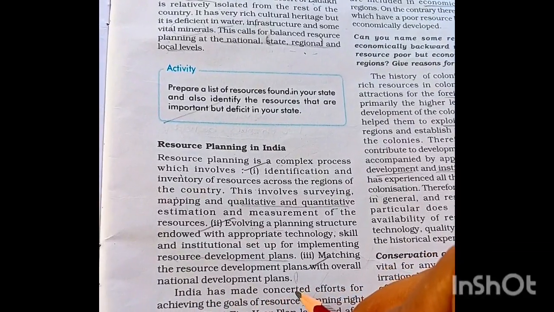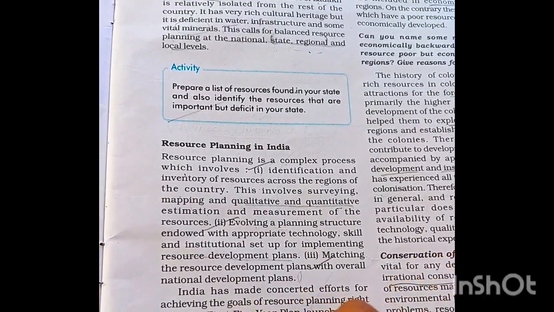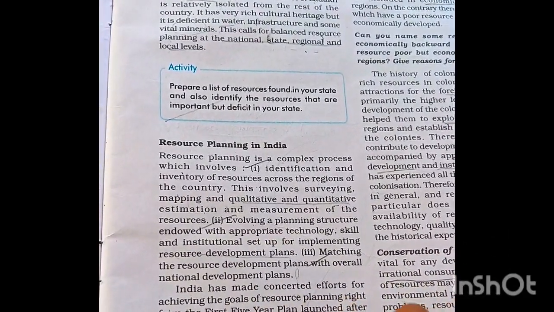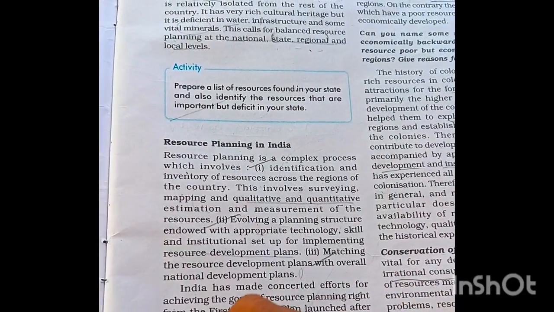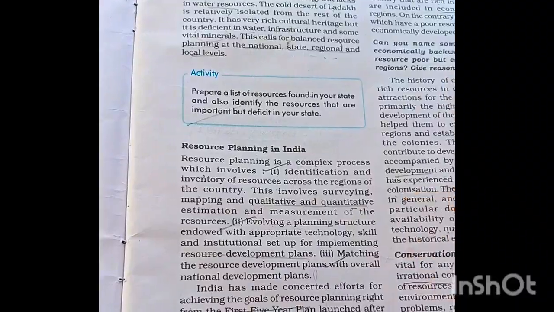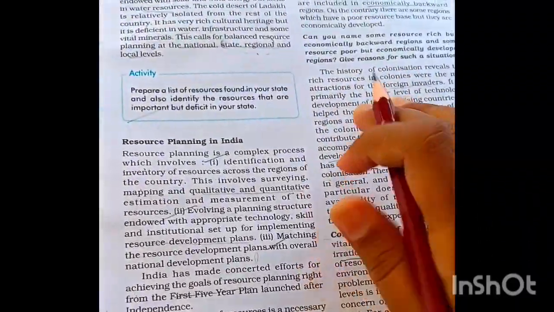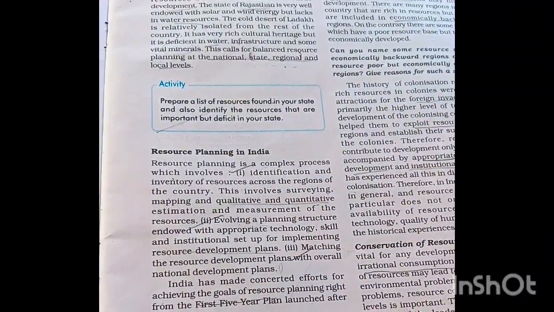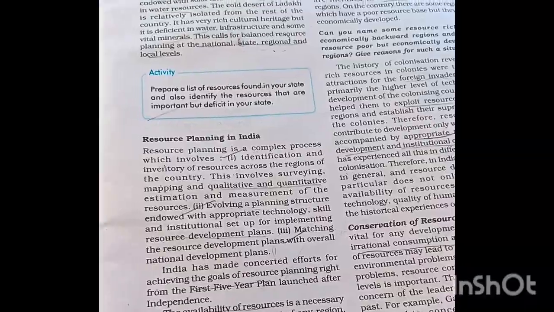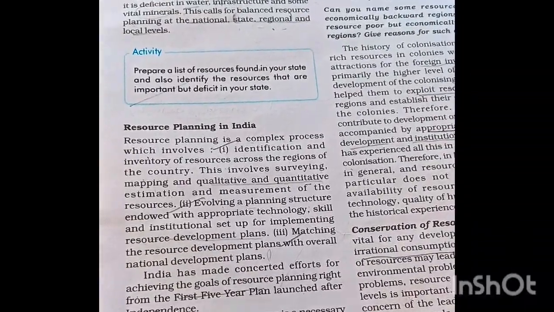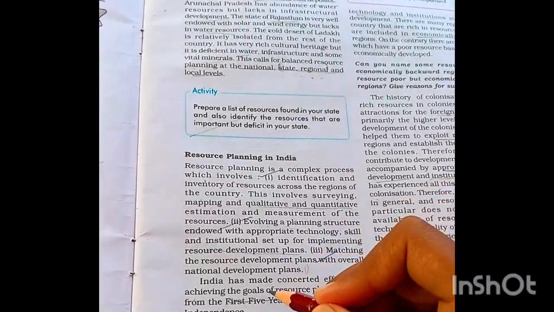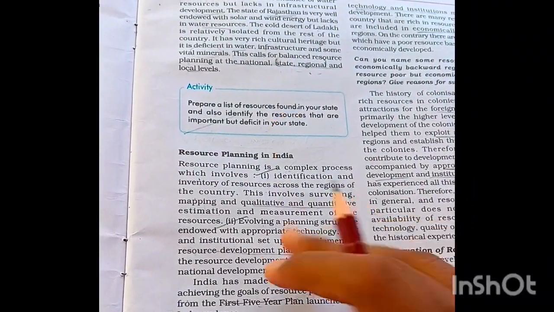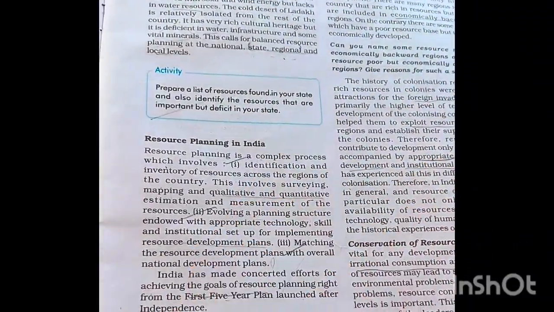India has made concerted efforts for achieving the goals of resource planning right from the first five-year plan. Our country launches a five-year plan every five years since the independence of India, since the government was formed. Every year we have some agendas. Sometimes we have a family planning agenda, sometimes a health program, sometimes the green revolution, white revolution. So in every five-year plan we have resource planning. We have to plan the resources.